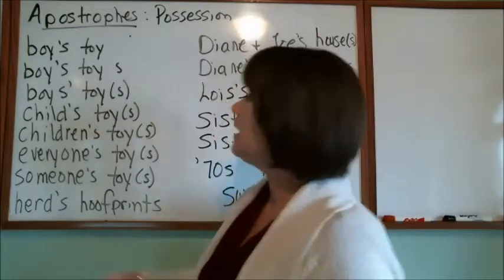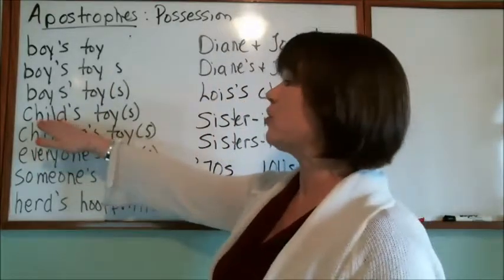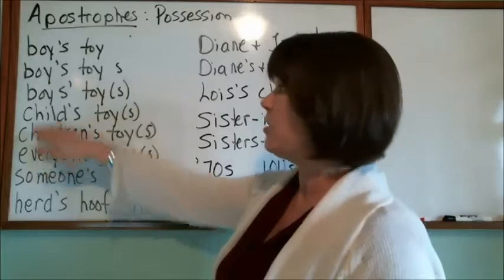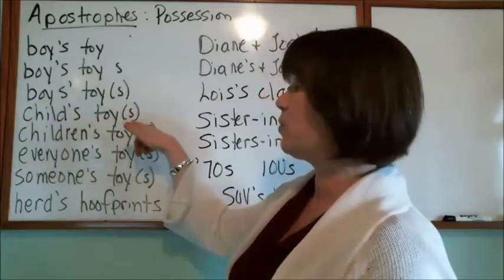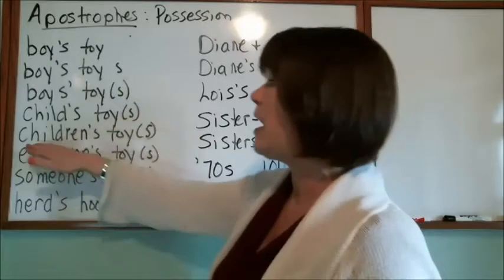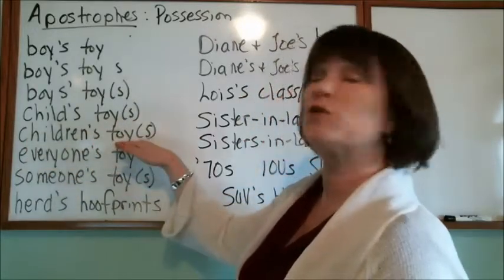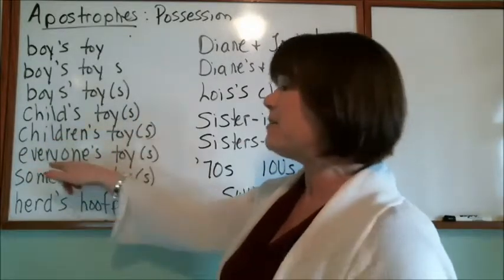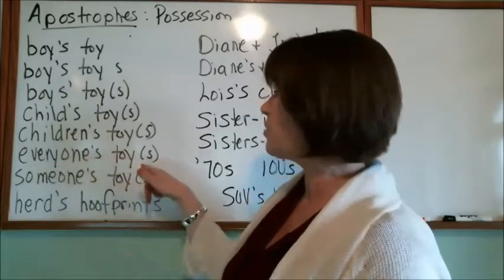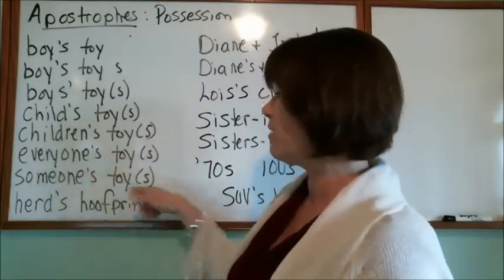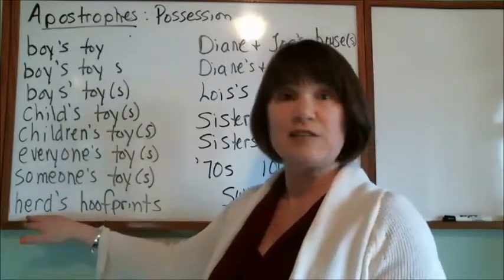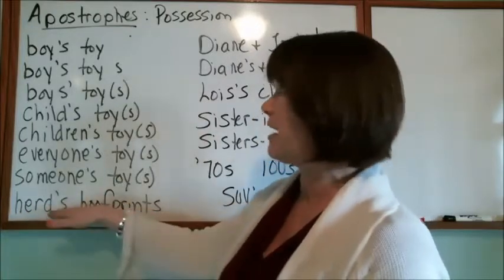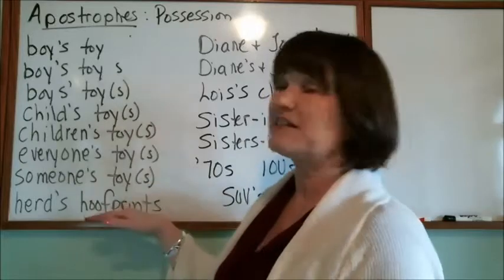When you have an irregular plural form, for example with child and children, we treat it as a third person singular. So one child, apostrophe s, toy or toys, depending on how many toys the child has, and children, apostrophe s, toy or toys. So the children together own one toy or many toys. Same thing with these, what we call indefinites. Everyone's toy or toys, someone's toy or toys. And when you have things like a collective, which is like a group of animals, the herd's hoof prints. So that's how we create an apostrophe with possession in the simplest forms.